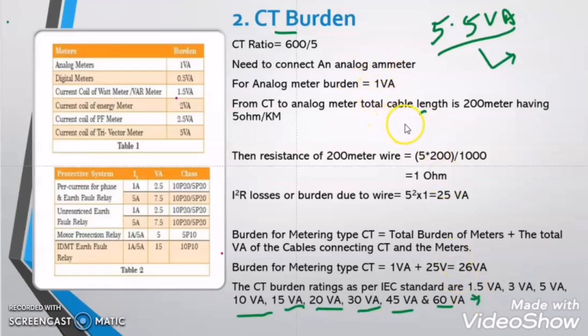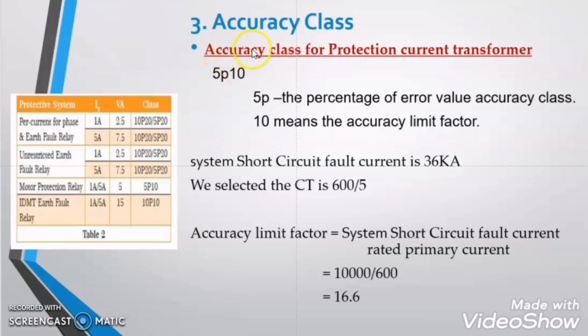But for the protection type current transformer, if we calculated the CT burden as 5.5 VA, then we should not go for a higher rating of the CT burden compared to our calculated CT burden. Now let us calculate the accuracy class for the protection type current transformer.